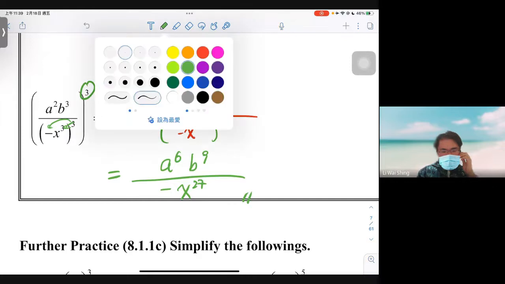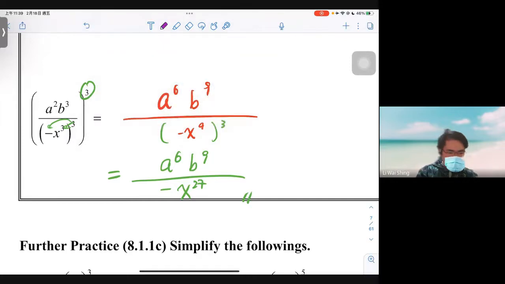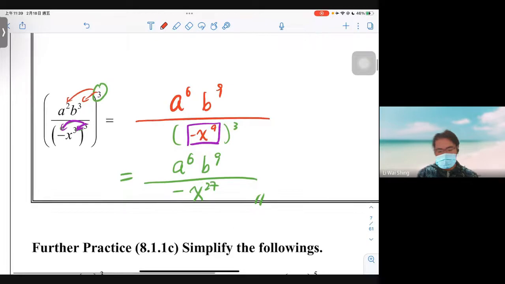So just like Israel's work, he splits the cube inside first. You get this result, and then you will have this result. And then you can split the cube outside to the things you have inside. So you get this result. Any question at this moment?